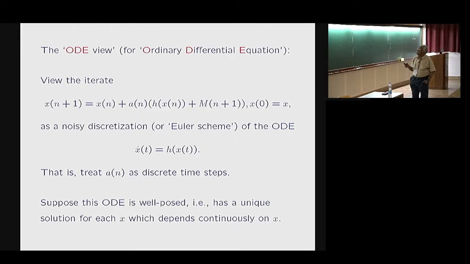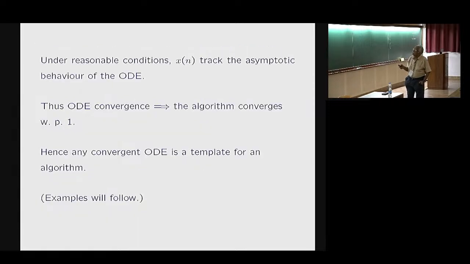Okay, so what I did yesterday is to treat this as a discretization of a differential equation x dot equals h of x, except that in this discretization, the time step I take is a slowly decreasing time step, and there's a noise as well. It's a noisy discretization. And then the whole point is to show that if the differential equation converges, so will the algorithm. And more generally, the algorithm tracks the asymptotic behavior of the differential equation.